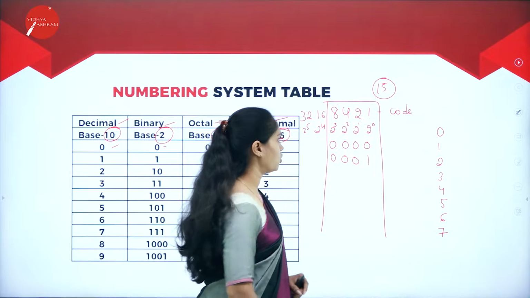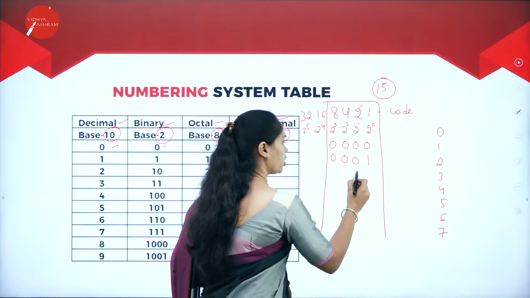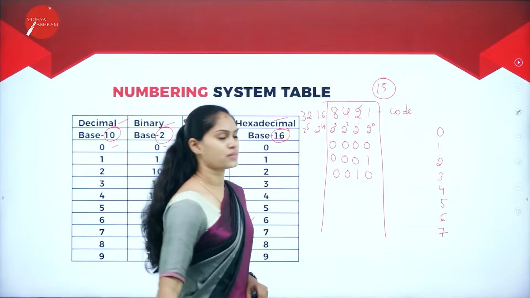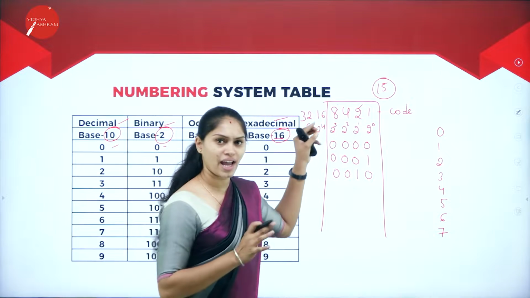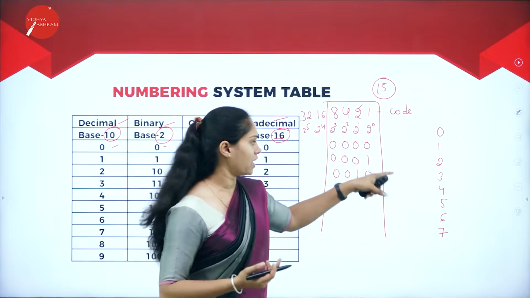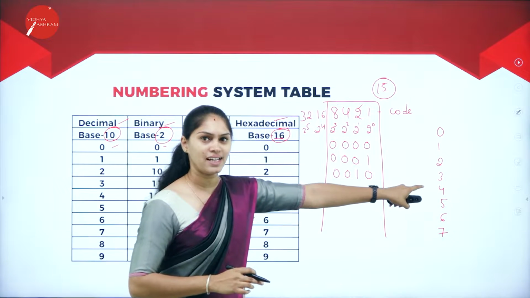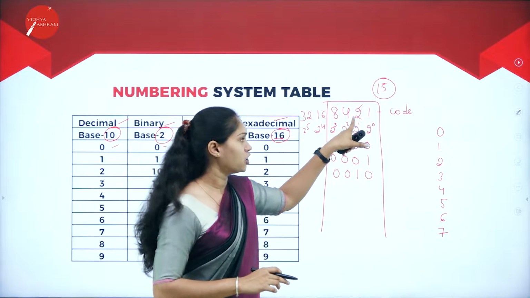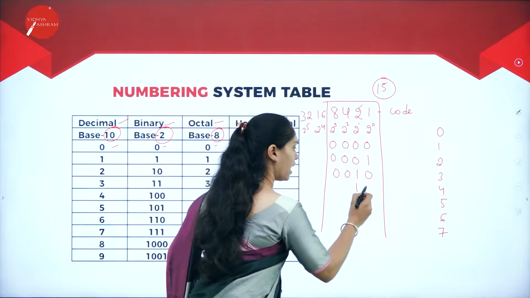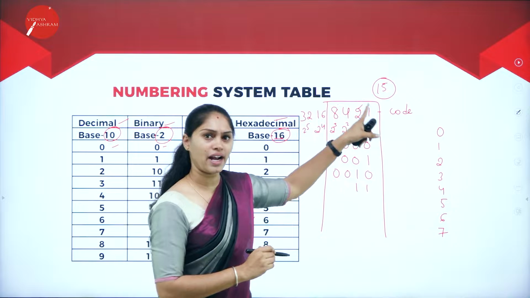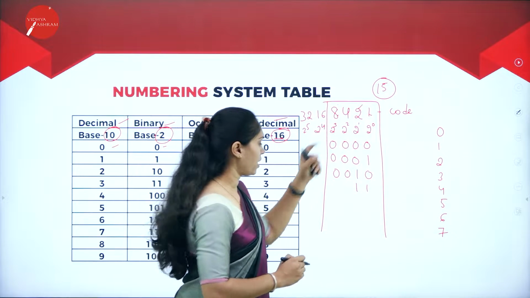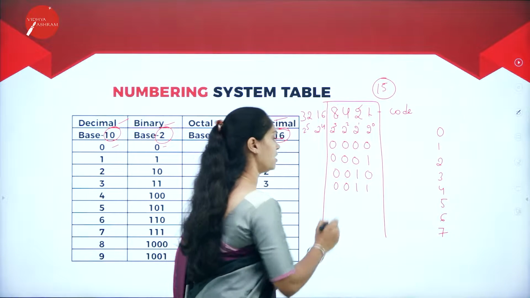How are we going to get 2? Here I have 2. I am going to put 1 in that place and the remaining values become 0. For 3, which numbers should I add? I have to add 2 and 1, then only I am going to get 3. So I have to put 1 and 1 in the positions of 2 and 1, then only will I be able to get this 3. The remaining values will become 0 and 0.